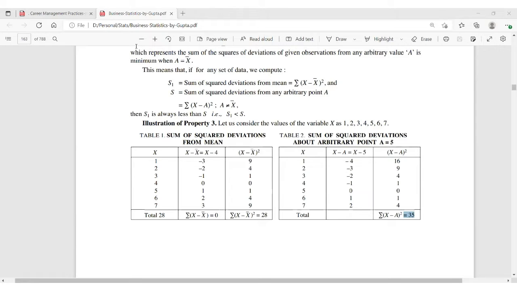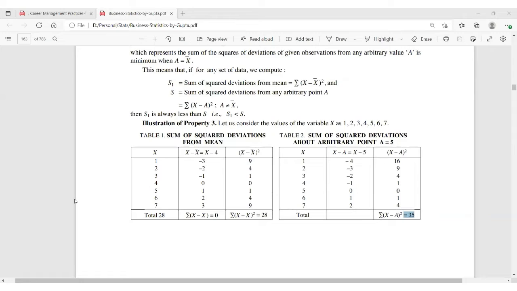Yes, sir. So this A you have taken, A is equal to 5. That means this is an arbitrary mean. Yes, any number other than the mean. In the first table, the mean was 4, and this is 5. Other than 4, other than the mean. Okay. So what did this convey?